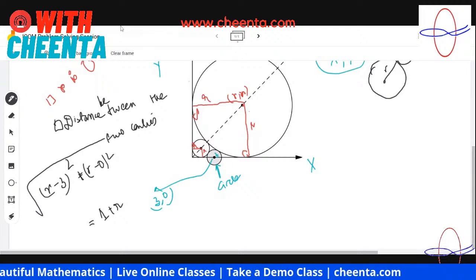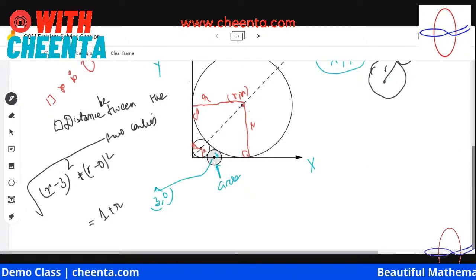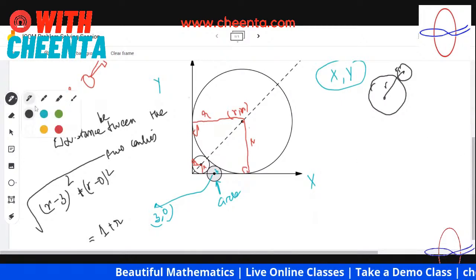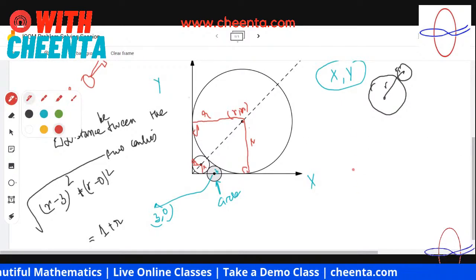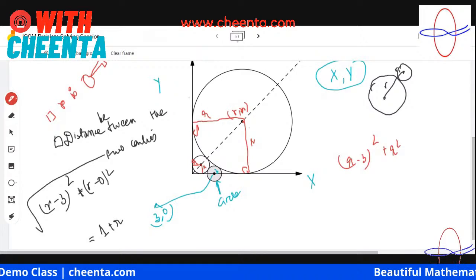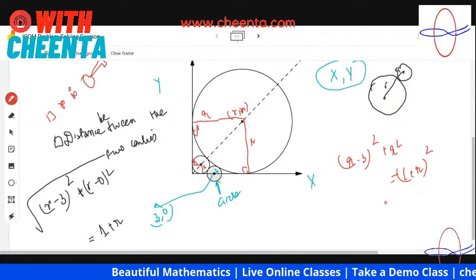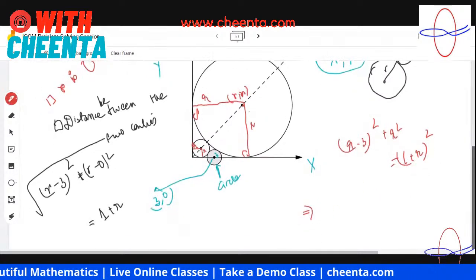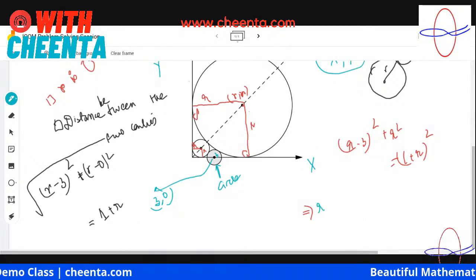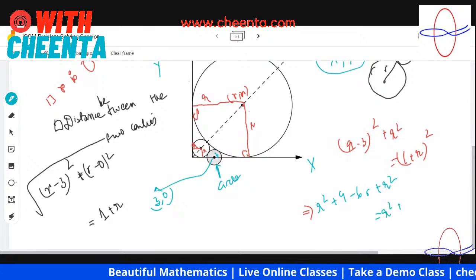Also understand why I am doing this step, because we are using the information that these two circles are tangent. So let's square it. We have (r minus 3) whole square plus r square is equal to (1 plus r) whole square. Let's break up the terms and see what comes up. Plus 9 minus 6r plus r square is equal to r square plus 1 plus 2r.